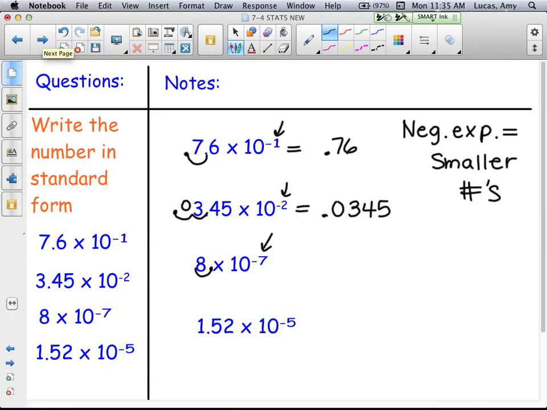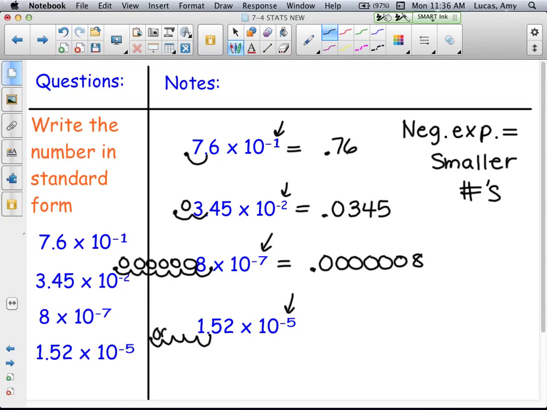Left 7. So on this one, right now it's after the 8, I'm going to move it once to go around the 8, and I still have 6 more places, so 1, 2, 3, 4, 5, 6. So 6 zeros I need, 6 zeros, and then my 8. And the last one, 5 places. The first place goes around the 1, so 1, 2, 3, 4, 5. So I need 1, 2, 3, 4 zeros, and then my 1, 5, 2 for my final answer.